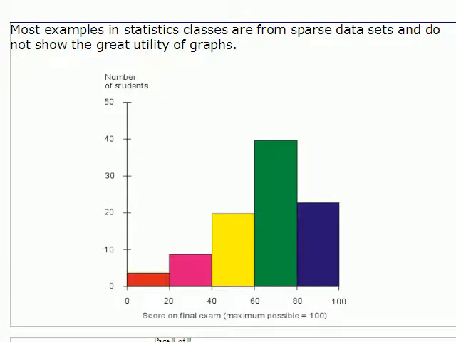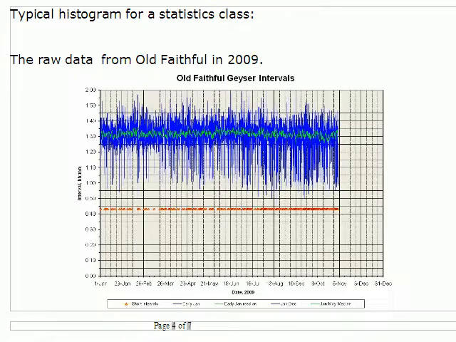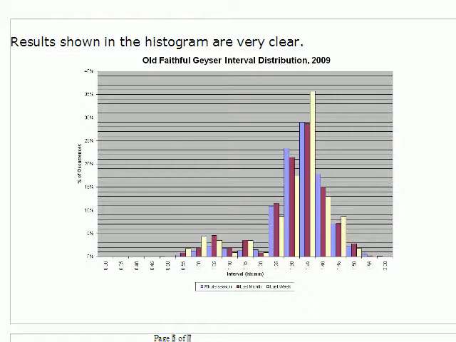Here's the scores on the final exam, and here the number of students, so this would be the frequency of the ones who score between 0 and 20, 20 and 40, 40 and 60, etc. Now let's look at some raw data. Here's raw data from Old Faithful, presented in 2009. It has quite a bit of numbers in there. Look at all this data. You look at it, you can't make heads or tails out of it. Now look at it when it's organized into a histogram. There it is, and the results are very impressive.